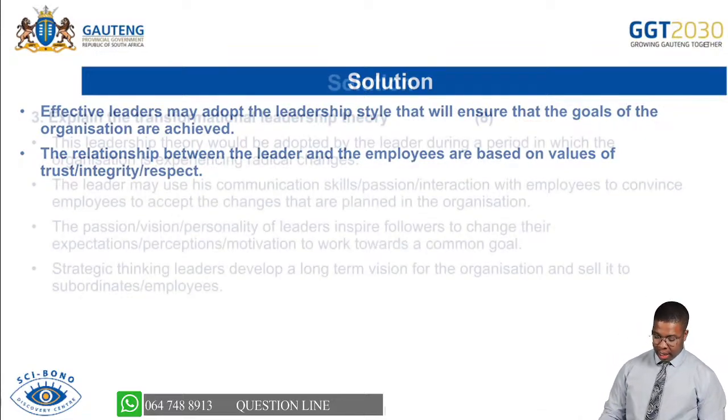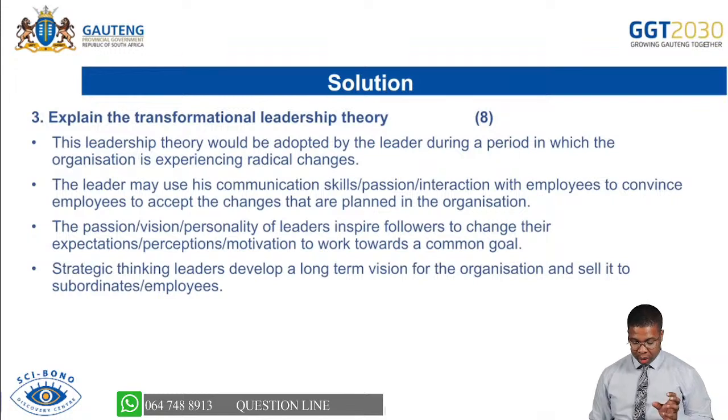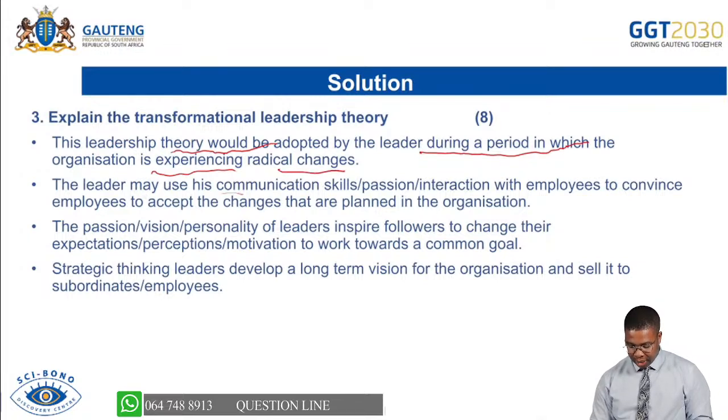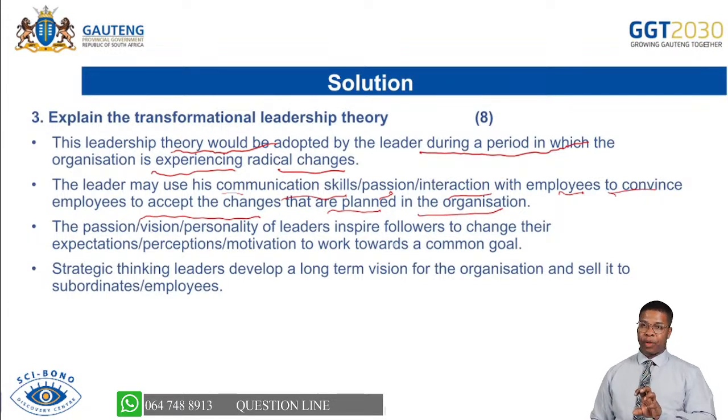Now let us talk to the other aspect, which is what now? Transformational leadership theory, the explanation of transformational theory. With transformational leadership theory, the leadership theory would be adopted by the leader during the periods in which the organization is experiencing radical change, and when the leader may use his communication skills, passion, or interaction with employees to convince employees to accept changes that are planned in the organization. So the focus here is on how the leader can use his skills, passion, and interactions to do what now? To change the personality of employees, to change what the business is planning.